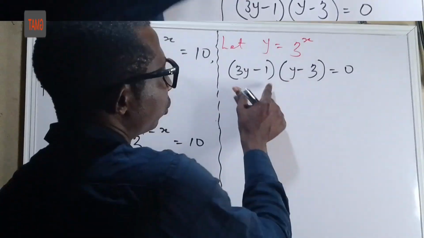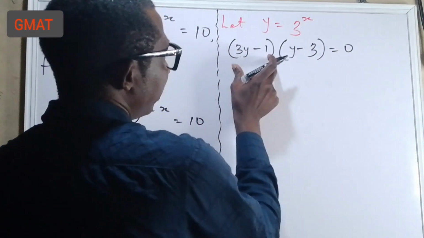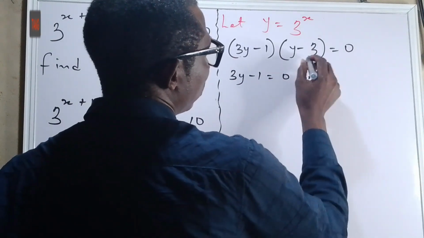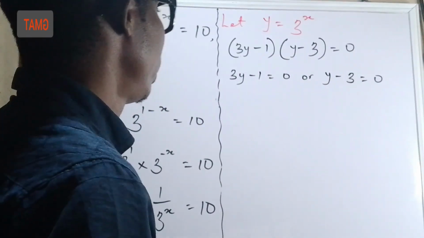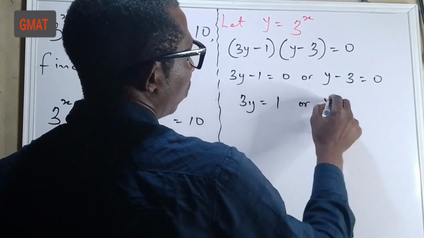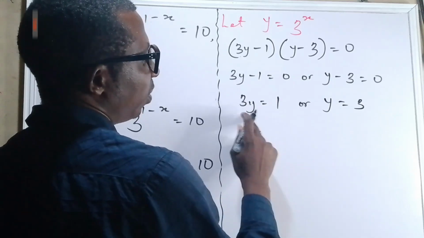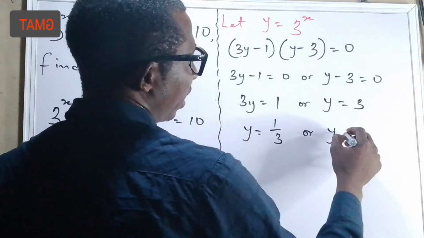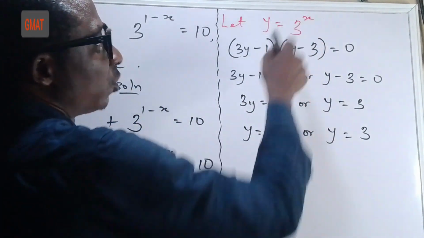Okay? Two terms are multiplying each other to have 0. So it's either the first, 3y minus 1, is 0, or y minus 3 is 0. Okay? So now we have 3y equals 1, or y equals 3. So you have y equals, when you divide both sides by 3, 1 over 3, or y equals 3. And don't forget, y is 3 raised to the power of x.